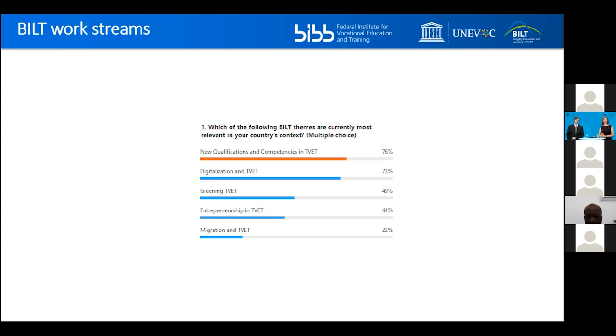My question is, the greening and the migration and TVET is not very well understood. Can you please expound on that? Because I think most of us didn't understand migration and TVET. That's why probably the score is very low.